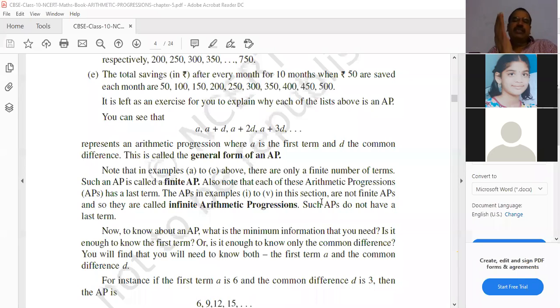Simple. If the series has a last term, it is a finite series. If the series does not have a last term, it is an infinite AP. The difference between finite AP and infinite AP is, if you know the last term, it is a finite AP. If you don't know the last term, it is an infinite AP. Simple.